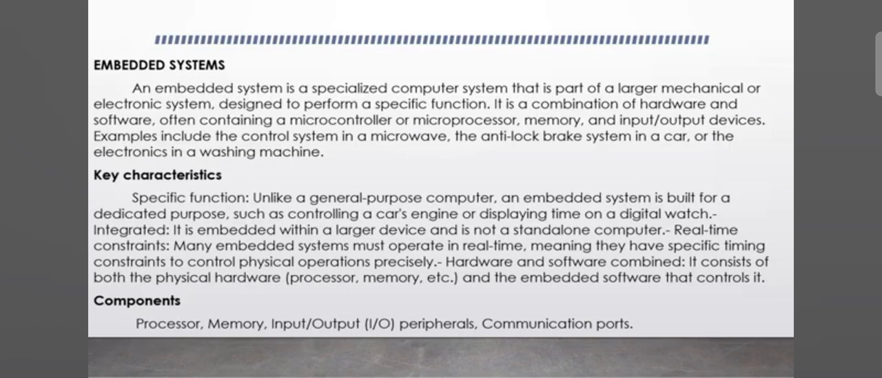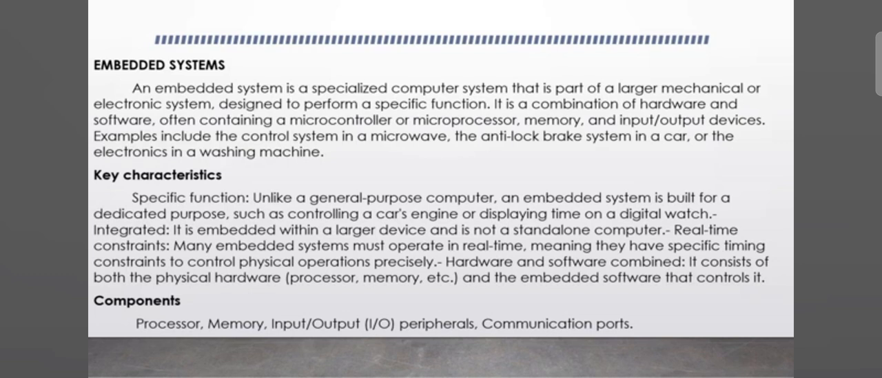Key characteristics: specific function. Unlike a general purpose computer, an embedded system is built for a dedicated purpose, such as controlling a car's engine or displaying the time on a digital watch. Integrated. It is embedded within a larger device and is not a standalone computer.